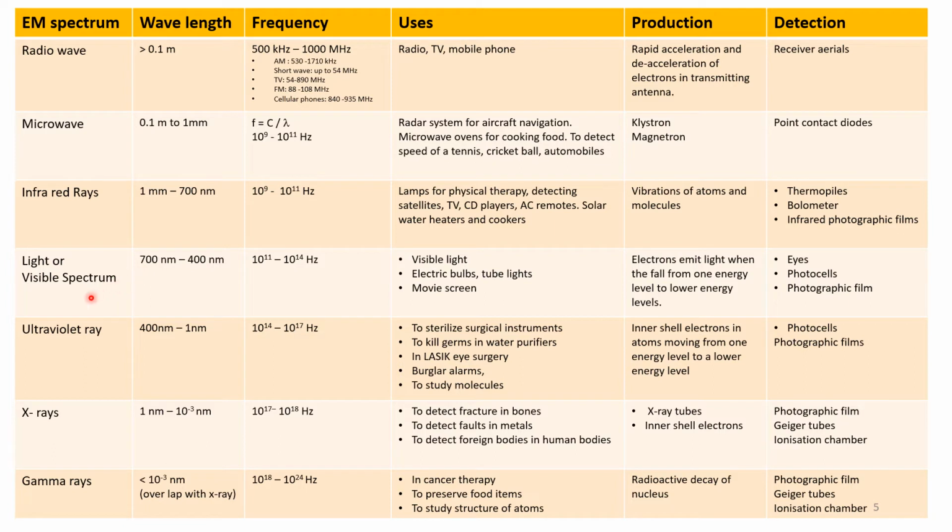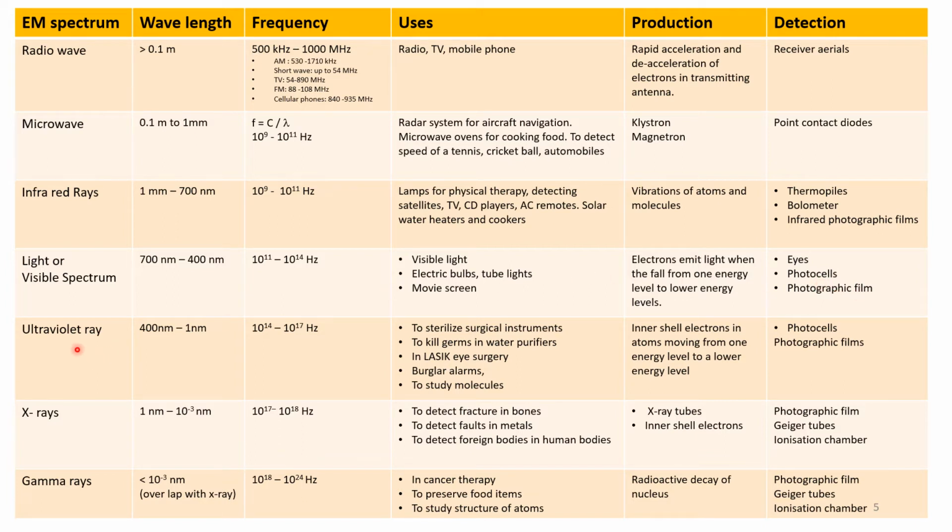Then the next type of electromagnetic wave is light, which we are commonly witnessing. Its wavelength range is 700 nanometer to 400 nanometer and its frequency range is 10 to the power of 11 to 10 to the power of 14 hertz. These uses are visible light, electric bulbs, tube lights and movie screen. Electrons emit light when they fall from one energy level to a lower energy level. This we are studying in quantum mechanics and wave theory of optics. This light, as you know, is detected by our eyes, photocells and photographic films.